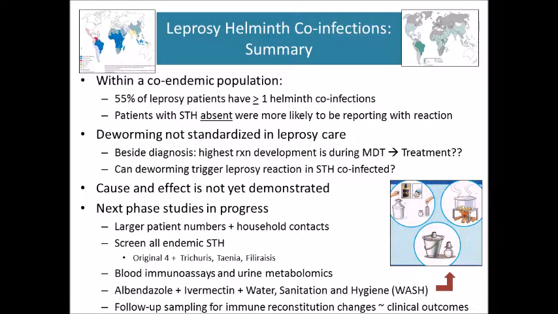We're going to perform blood immunoassays and urine metabolomics. And like you were mentioning about handing out pills and mass drug administration and rapid risk for reinfection, we tried to think what we could do alongside. So we're doing WASH training with each family and household to try and reduce their risk of reinfection in the context. This is, though, after the Nepal earthquakes, this has also been challenging for their population. It's very difficult. But we are performing follow-up sampling for immune reconstitution changes that may be associated with the clinical outcomes.